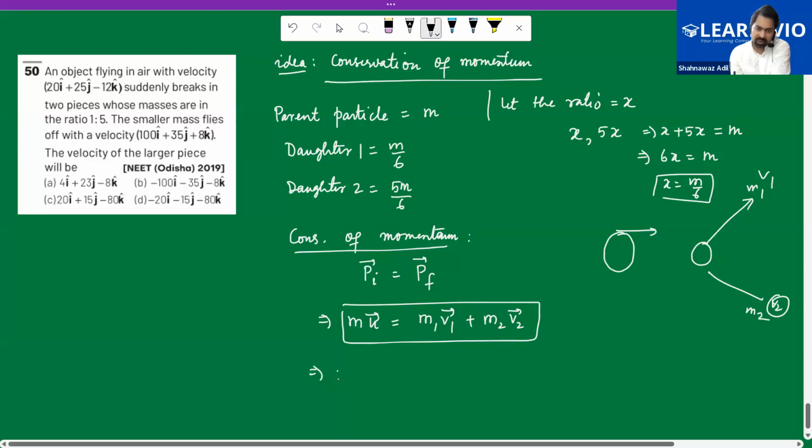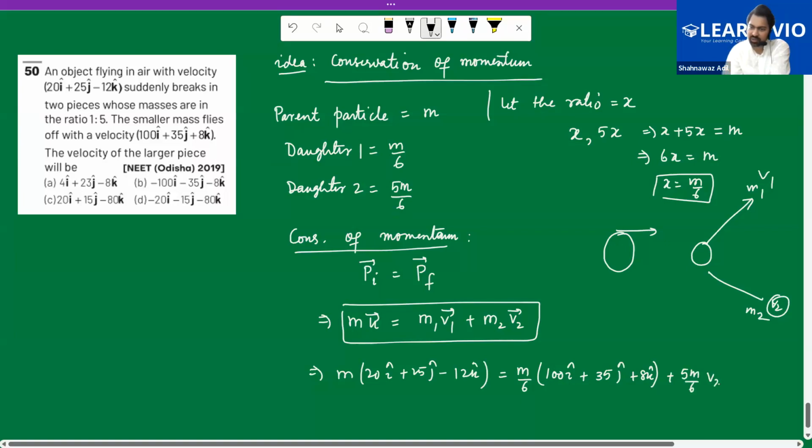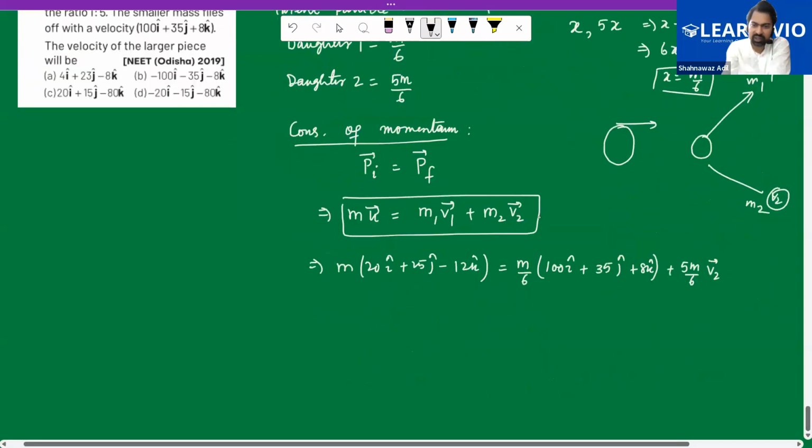So M and U, where U is 20 i hat plus 25 j hat minus 12 k hat. And then M1 is M by 6, and V1 is 100 i plus 35 j plus 8 k. And then M2 is 5 M by 6. Right, so let's solve this and find out the answer.